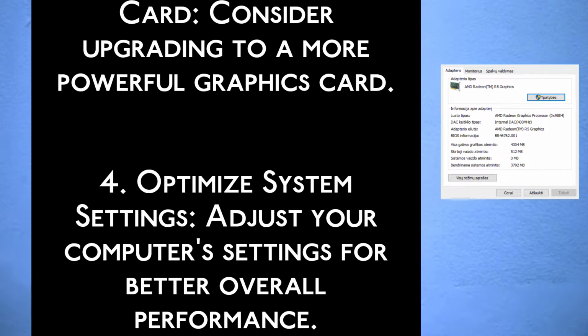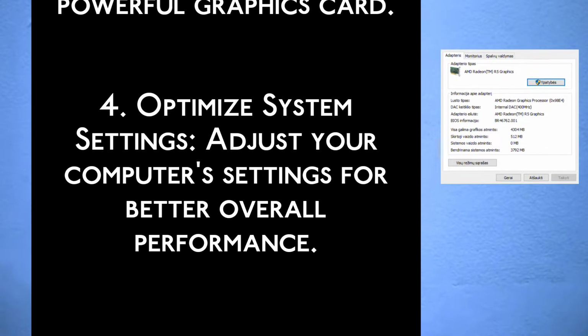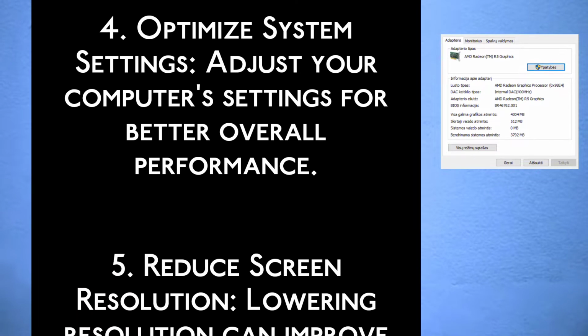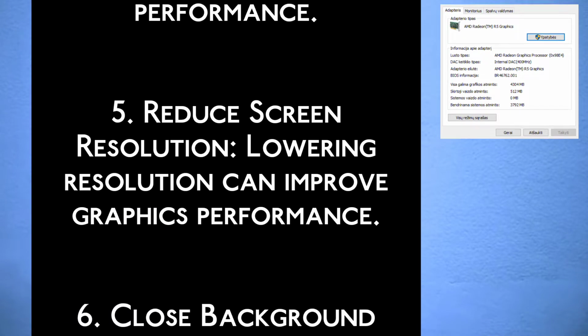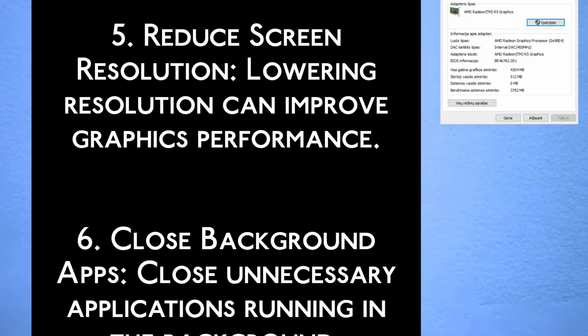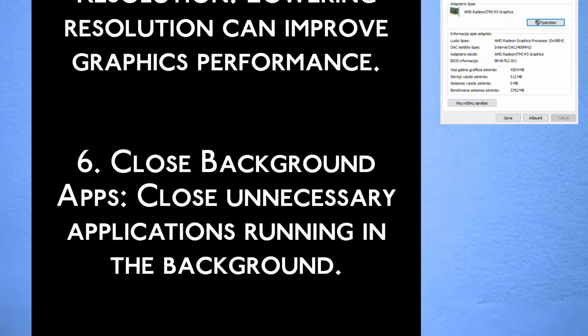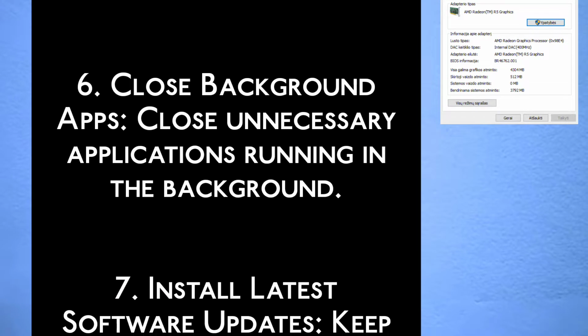Step 4. Optimize system settings. Adjust your computer's settings for better overall performance. Step 5. Reduce screen resolution. Lowering resolution can improve graphics performance. Step 6. Close background apps. Close unnecessary applications running in the background.